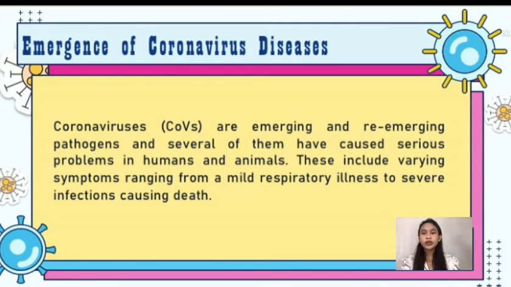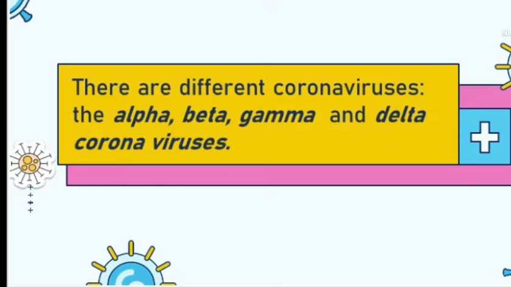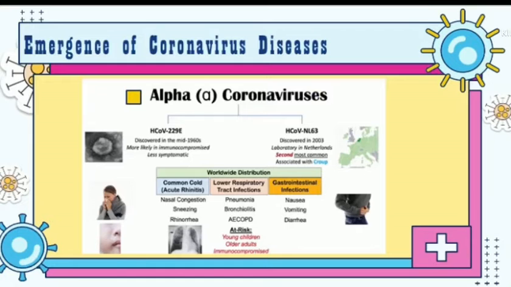So apart from the respiratory tract, coronaviruses can also affect other organs of humans or animals in the body, such as the intestinal tract, liver, kidney, and even your brain. So there are different coronaviruses. So the alpha, the beta, the gamma, and the delta coronaviruses. Okay, so we're going to talk first about the alpha coronaviruses.